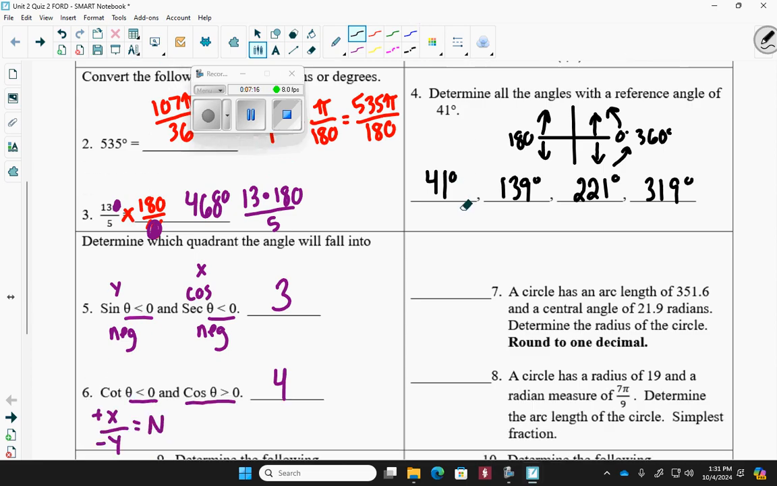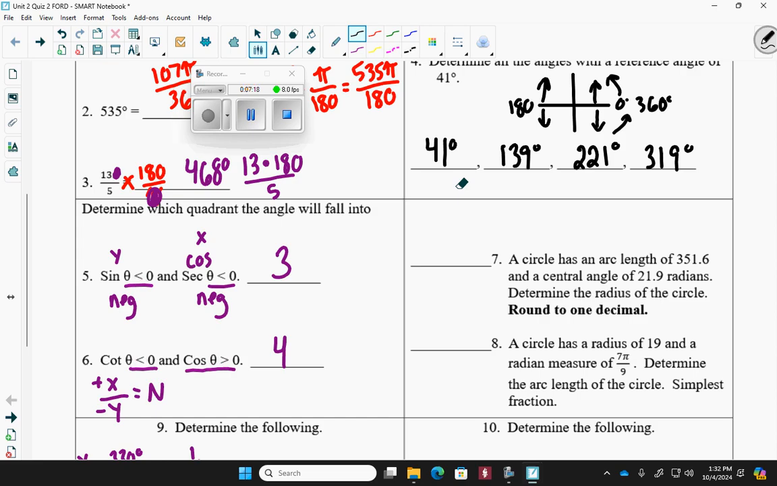All right, a circle has an arc length. If you remember, the relationship is the radius times the radian, and that will give me the arc length. Now in this question, we already know what the arc length is. It's 351.6, and the central angle is 21.9. So very simply, I'm just going to divide the two, which gives me 1605.